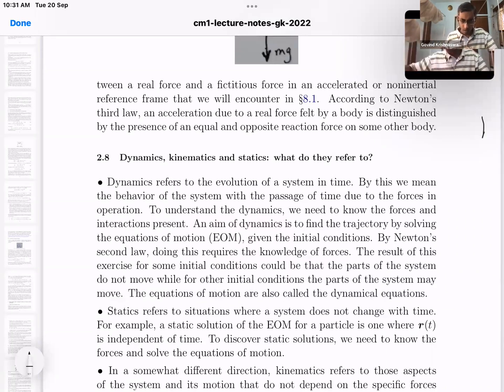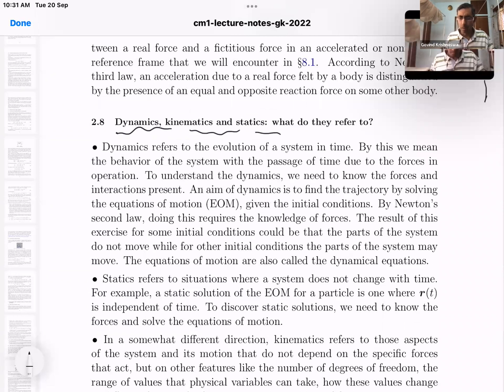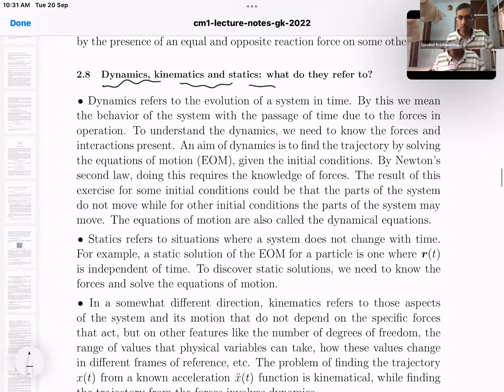Okay, so last time we spoke about a few different things. One was just mention briefly what we mean by the words dynamics, kinematics, and statics. Dynamics is basically time evolution of a system as determined by the forces that are in operation. Statics are situations where things basically don't move. State of the system doesn't change with time. Kinematics are aspects of the system that do not depend on the forces, but on other aspects like the number of degrees of freedom, frame of reference, range of variables, things of that sort.